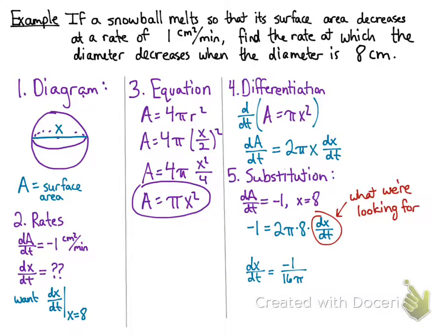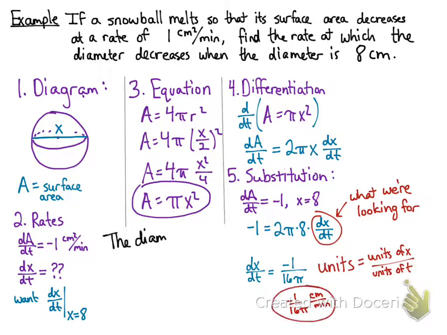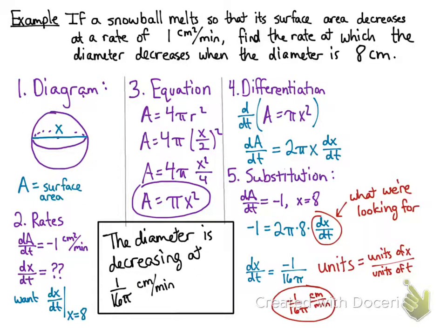That's great, but it's a word problem, so I should involve some units. And the units of a derivative are always the units of the top over the units of the bottom. So units of x over units of t. In this case, that's centimeters and minutes. Therefore, I can say that the diameter is decreasing, right? Notice that the rate of change is negative, so it's decreasing at 1 over 16 pi centimeters per minute. There's the answer.